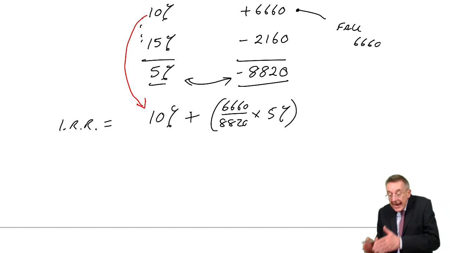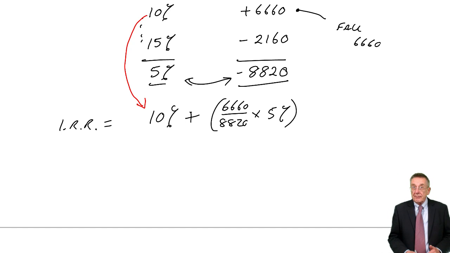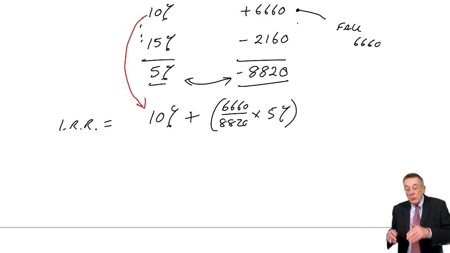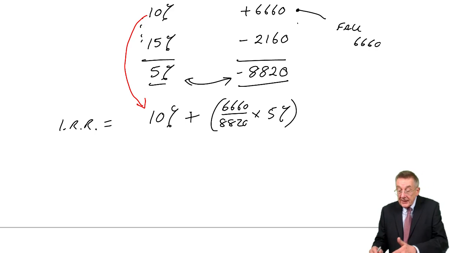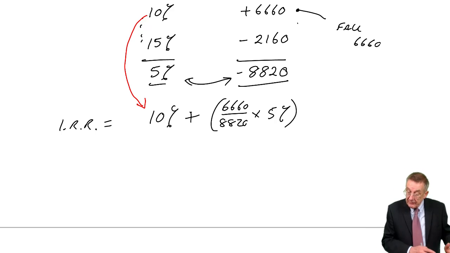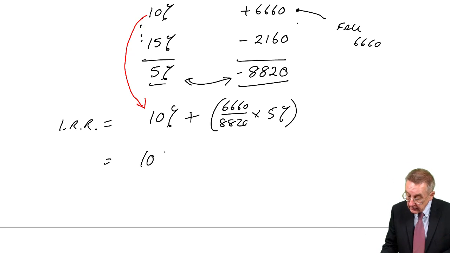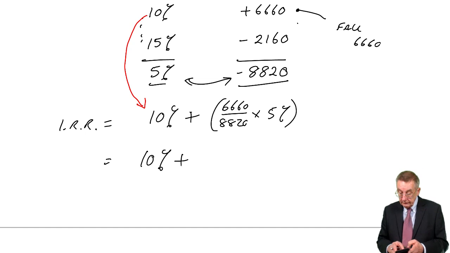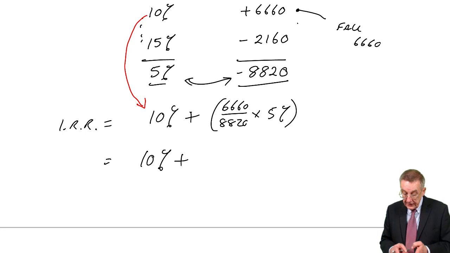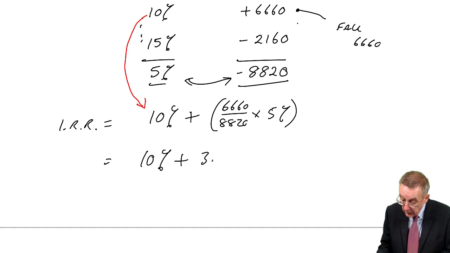Now think about that. You see, we know that 8,000 is 5 percentage points. To get to 0, we need a fall of 6,000. Well, if 8,000 is 5%, 6,000 is 6 divided by 8 times 5%. And therefore, the internal rate of return is 10% plus 3.78%, which is 13.78.